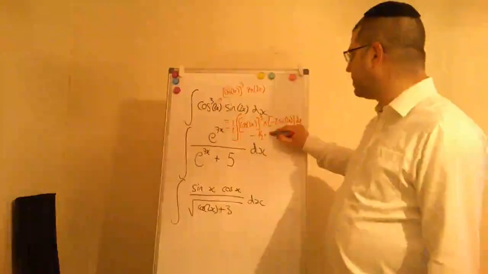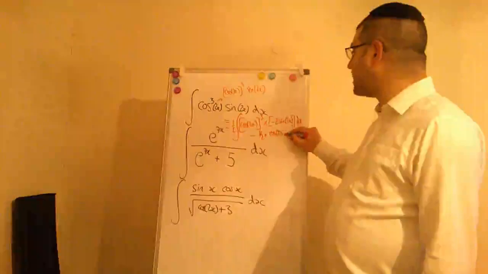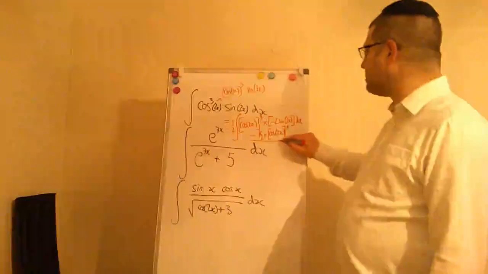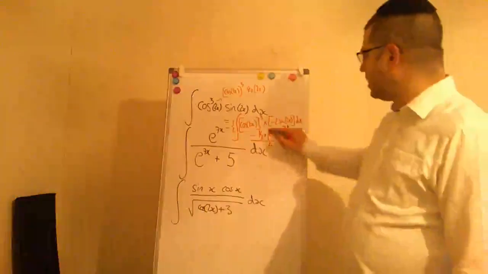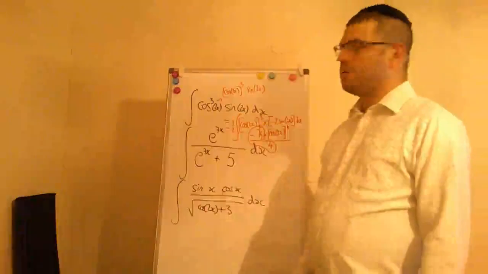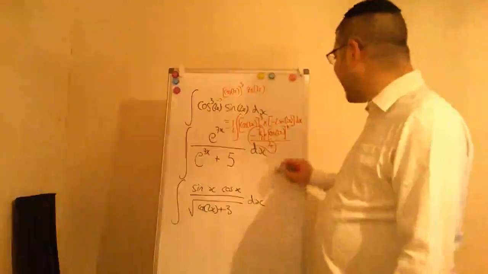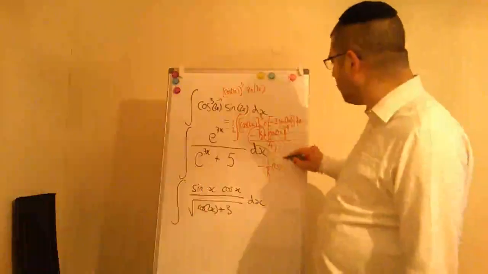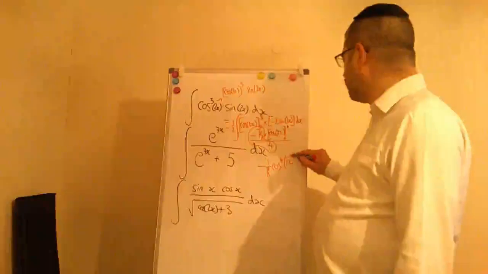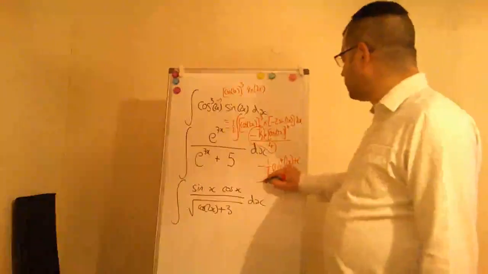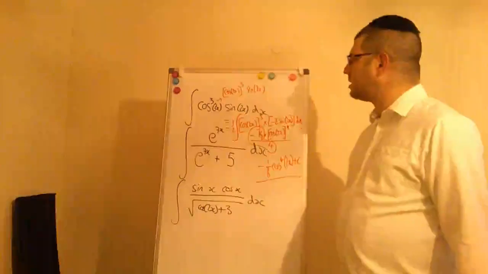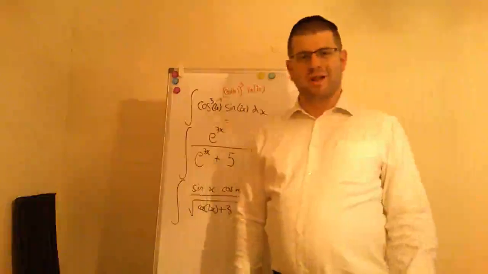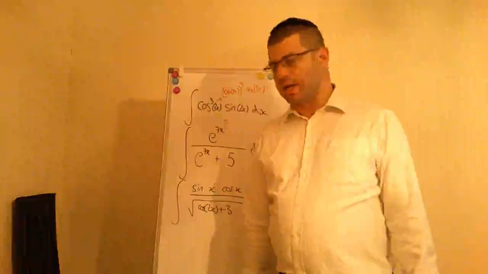Then apply the rule. That's f of x to the n times f dash. That f of x needs to turn into n plus 1 according to the formula, which becomes 4, divided by n plus 1. Now sort that out. Minus half divided by 4 is minus an eighth. So the answer is minus an eighth, cos, I'm going to bring the 4 back in, plus c.